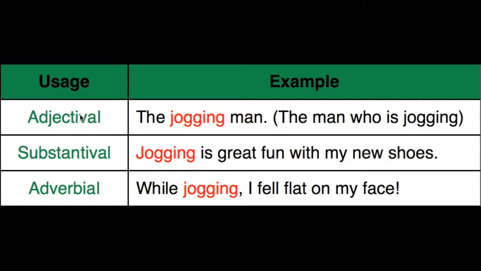To put that in a little less silly form, in a little table here for you, the adjectival usage is where the participle behaves just like an adjective. So in this case, we have the jogging man. Jogging is modifying man. I could just as easily have said the old man, or the bald man, or the young man. Take your pick. But you can see jogging here is behaving just like an adjective.